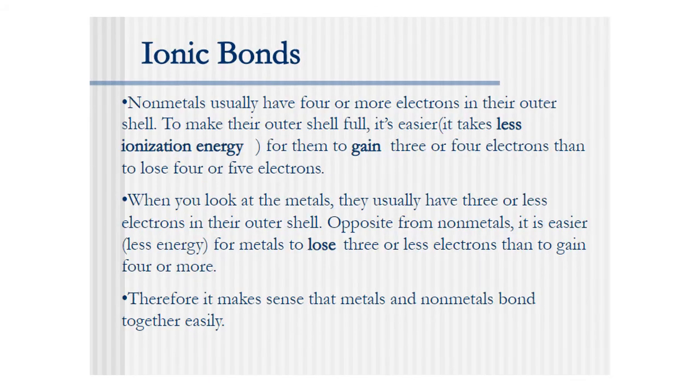What is an ionic bond? Nonmetals usually have 4 or more electrons in their outermost shell. To make their outermost shell full, it's easier for them to gain 3 or 4 electrons than to lose 4 or 5 electrons. Whereas in case of metals, they usually have 3 or less electrons in their outermost shell. So opposite to non-metals, it is easier for a metal to lose 3 or less electrons than to gain 4 or more. Therefore, it makes more sense that metals and non-metals bond together easily as ions.